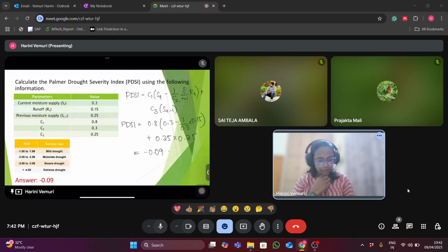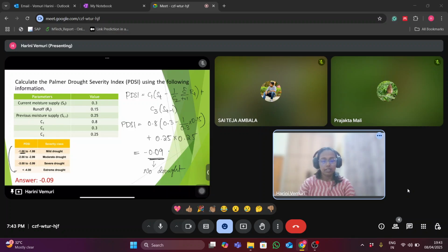So look into the table where PDSI values are used to classify the drought severity. So minus 0.09. For mild drought, the value is from minus 1 to almost minus 2, right? So the value is greater than that. So this will be like no drought condition. It's not lying within any of the intervals given in this table. So that means there is no drought occurring in this particular case.